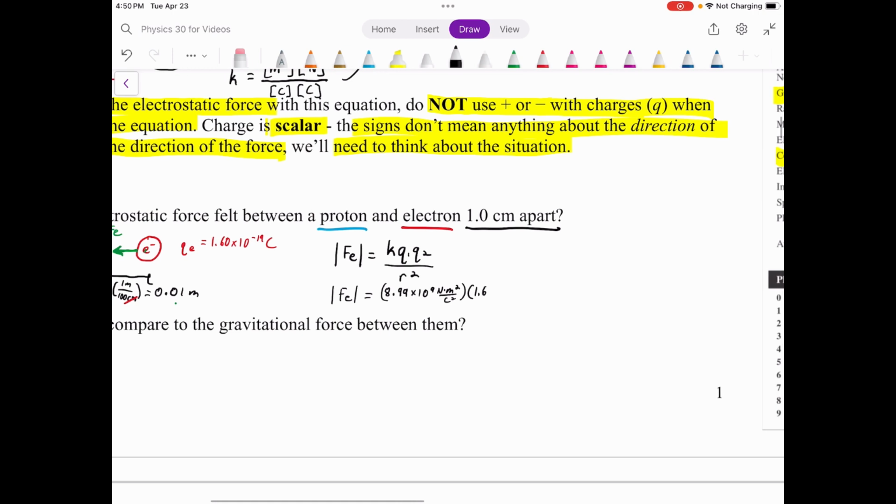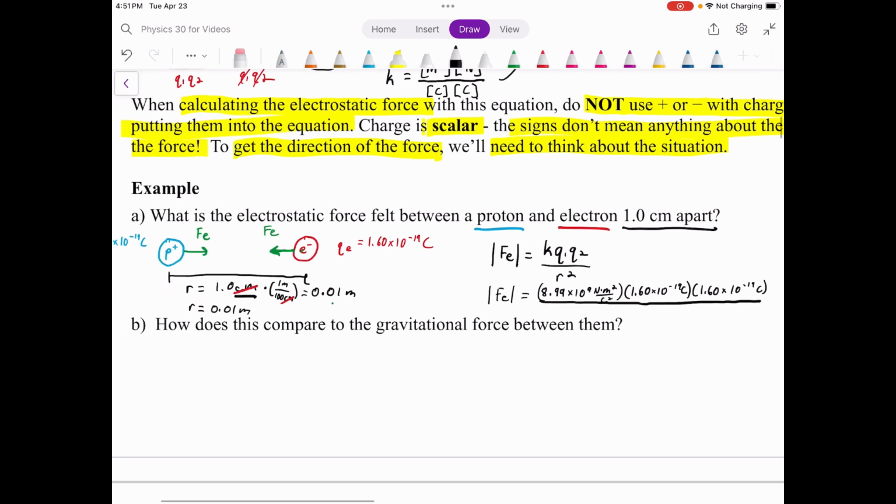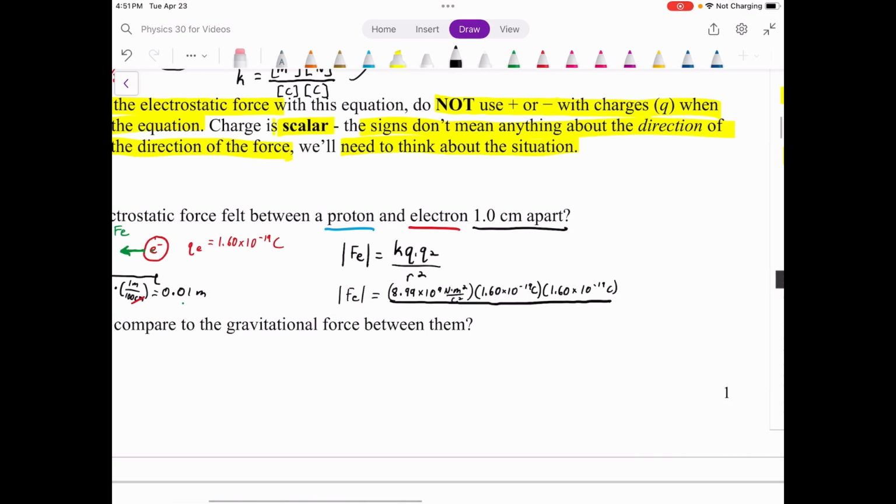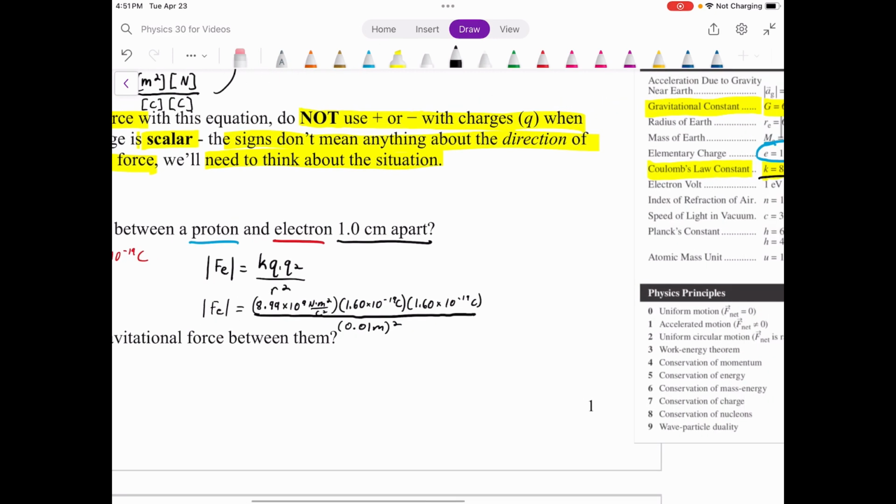Remember, we're not going to put in any negatives here, so 1.6 times 10 to the negative 19 coulombs. The other charge happens to have the same charge, so we could have just squared that, but I'll write it out to show that it's Coulomb's constant times the charge of one object times the charge of the other object, divided by their separation distance squared. So divided by 0.01 meters squared. And when you put that all into your calculator, you're going to get 2.3 times 10 to the negative 24 newtons.